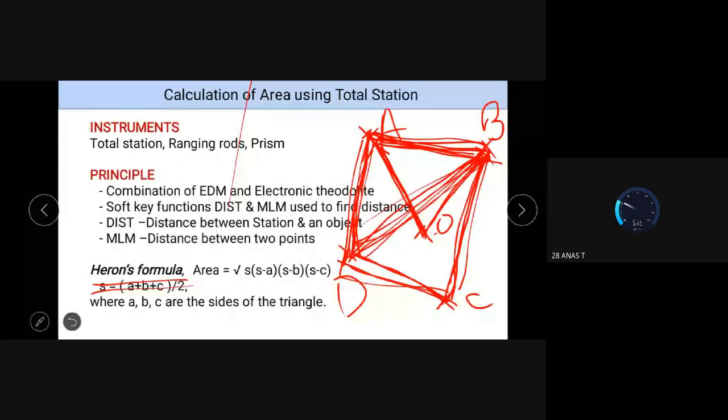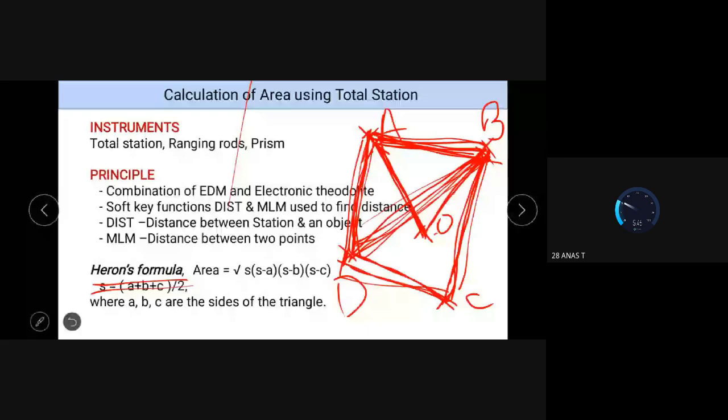So first you have to view the point A, then you have to press the button DIST, then you will be getting the distance OA. Then you have to view the point B. After that you have to press the button DIST again, and after that you have to press the button MLM so that you will get the distance AB.